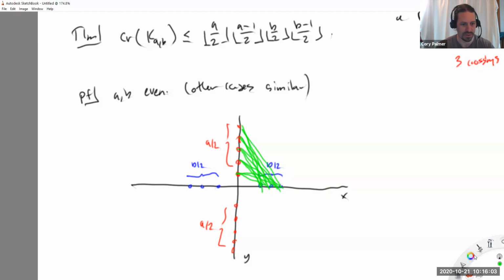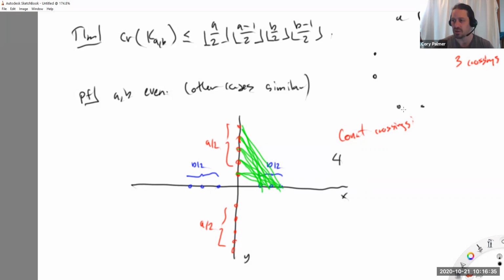So then what I want to do here is just count crossings. How many crossings are there in this picture? Well, 4 times whatever I count in the first quadrant, because there are 4 quadrants. So how many crossings do I have here? What does a crossing always look like? It's 2 vertices on the y-axis and 2 on the x-axis, because I need 2 edges in order to have a crossing.